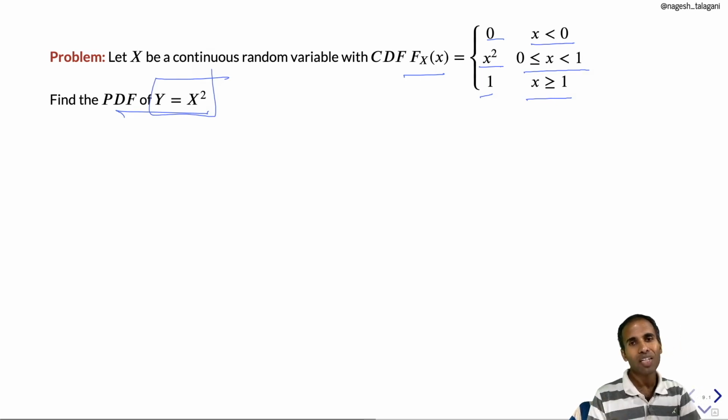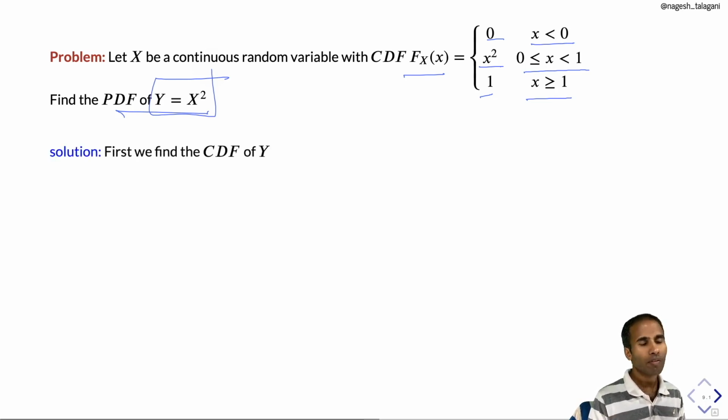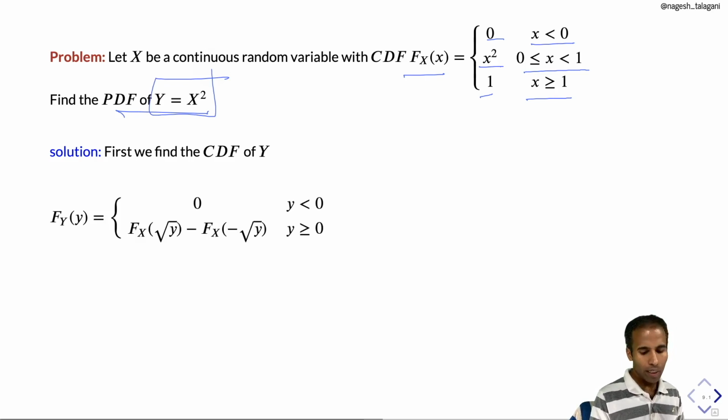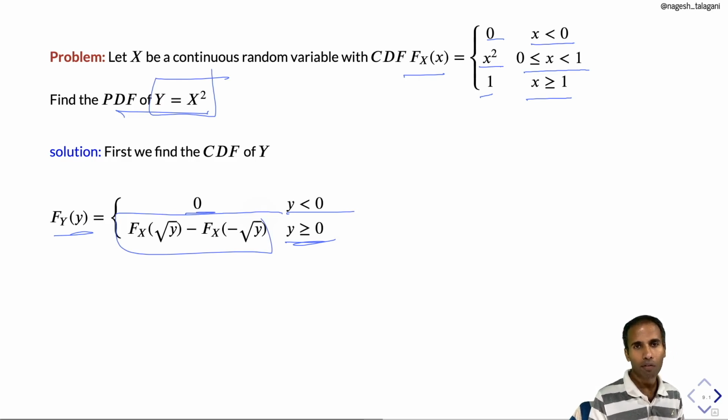First let us try to find the CDF of y. Then we differentiate it to get the PDF of y. First, the CDF of y. We already saw from the above result the CDF of y written in terms of the CDF of x. F_Y of y is going to be 0 for y less than 0. For y greater than or equal to 0, it is going to be F_X of root y minus F_X of minus root y. Let's use it to get the CDF of y.